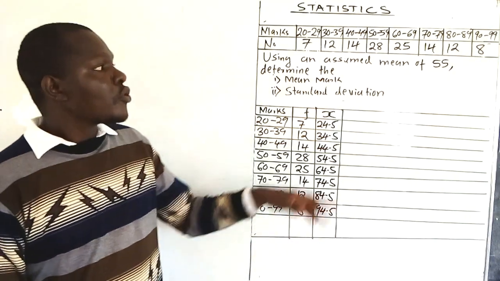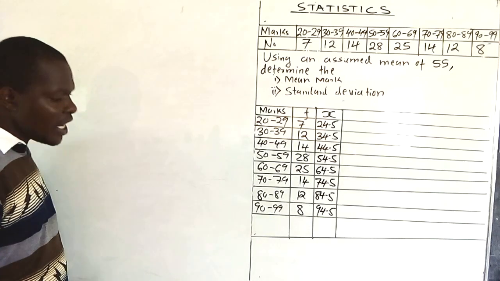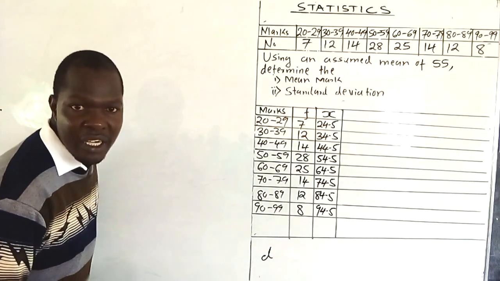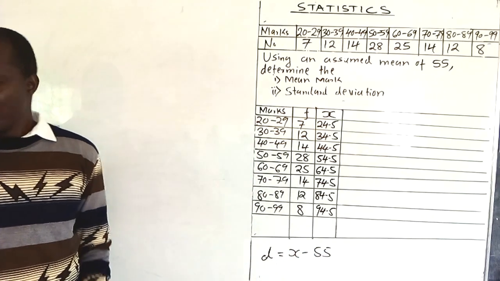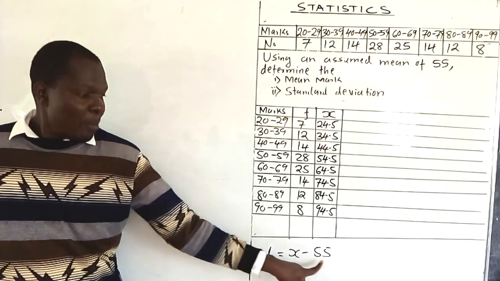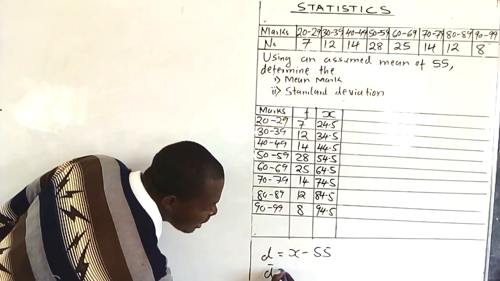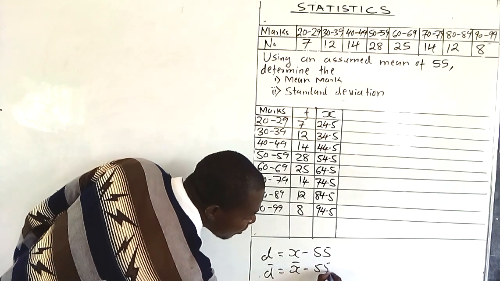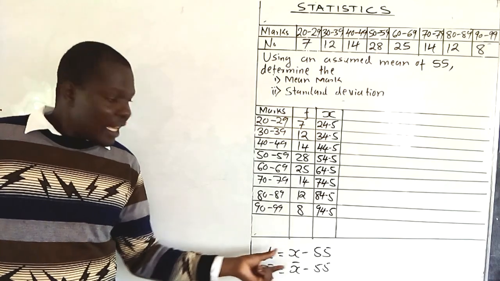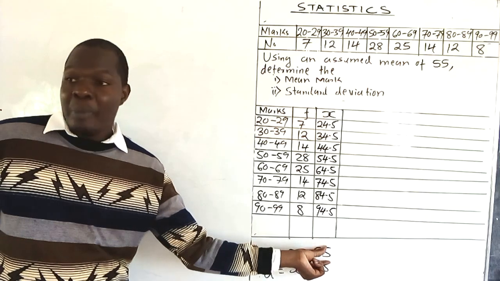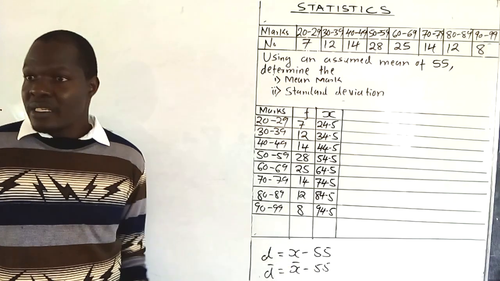And we've been told to use an assumed mean of 55, isn't it? So for us to use an assumed mean, we need a new data value d, isn't it? Meaning the new data value d will be x minus the assumed mean. It is the old data value minus what you are assuming, isn't it? If you put a bar on top of d, then you put a bar on top of x. Then the 55 will still be 55, isn't it? So d is the old data values minus the assumed mean. So if you put bar in either case, you get d bar is equal to x bar minus 55.